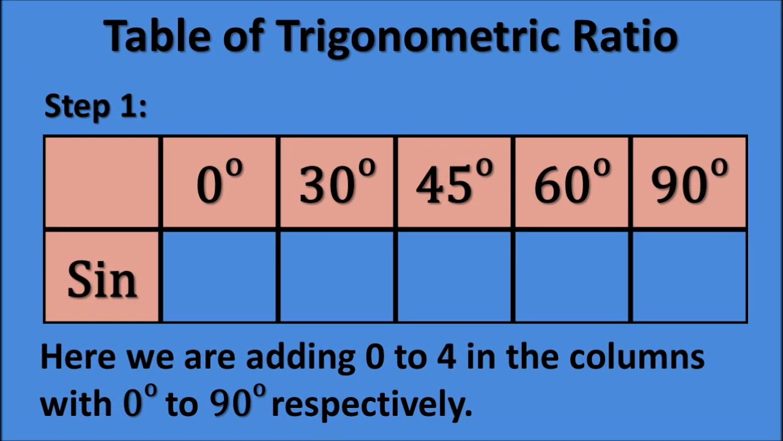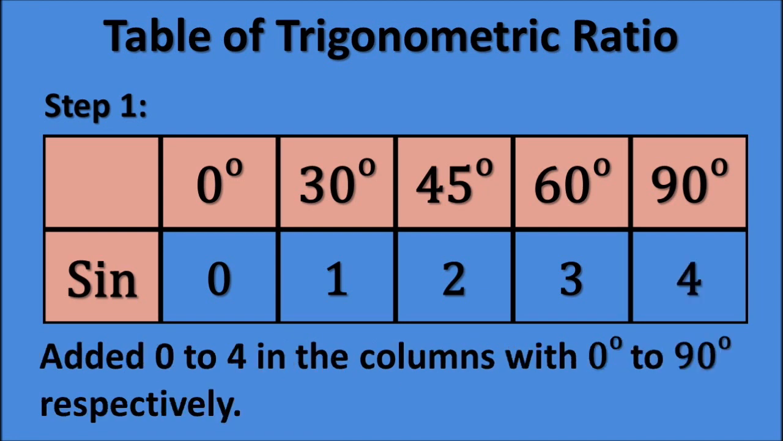In order to do that, the first step will be to write down the values 0 to 4 respectively in each column like this. That is 0 in 0 degree, 1 in 30 degree, 2 in 45 degree, 3 in 60 degree and 4 in 90 degree column.